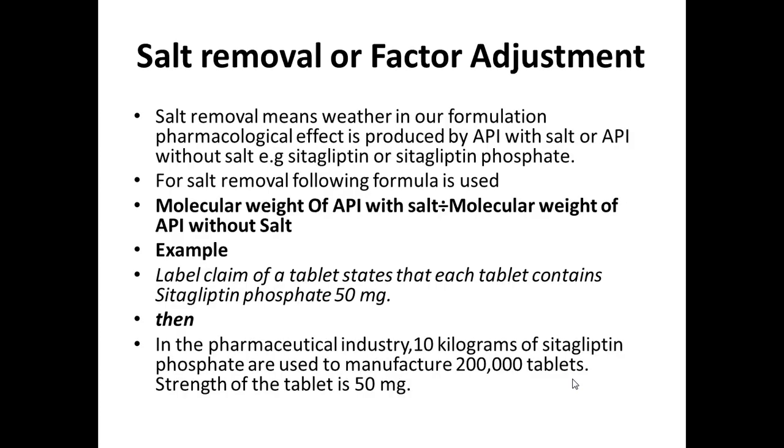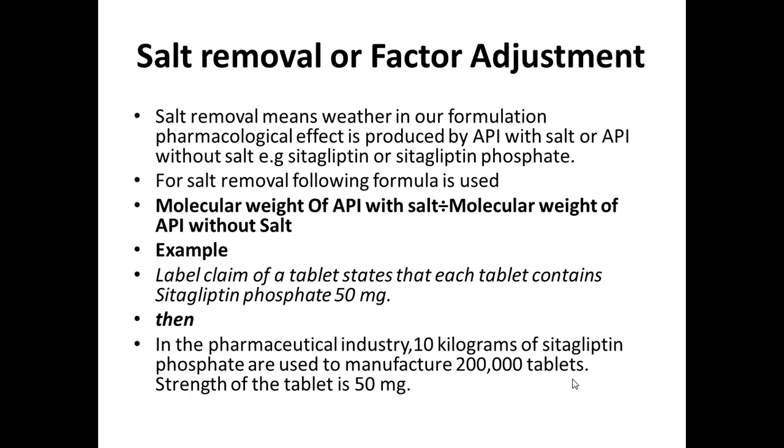So how can we do salt removal, or how can we do factor adjustment? Some details are given below. Salt removal means whether in our formulation the pharmacological effect is produced by API with salt or API without salt, for example sitagliptin or sitagliptin phosphate. For salt removal, the following formula is used: molecular weight of API with salt divided by molecular weight of API without salt. The label claim of the tablets says that each tablet contains sitagliptin phosphate 15 mg.